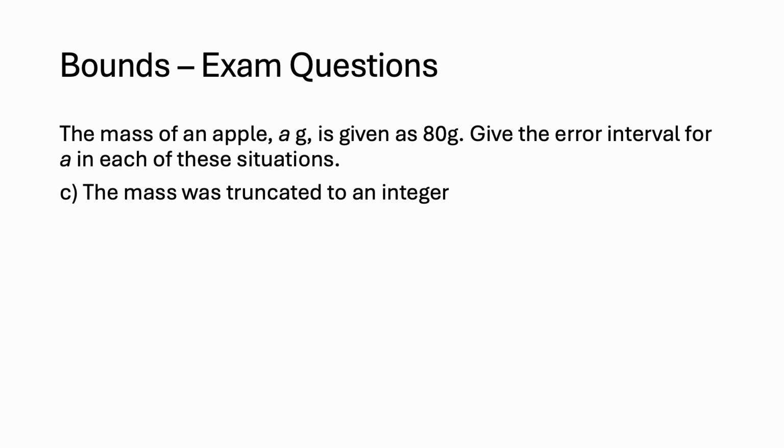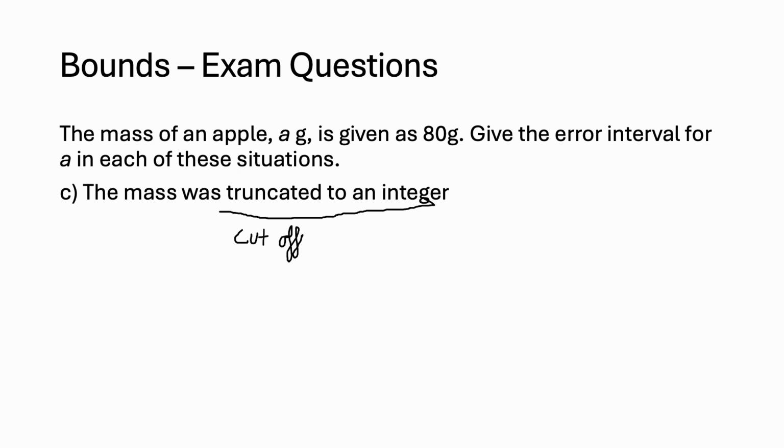Okay, part C. So the mass of an apple A is given as 80 grams, and now it's been truncated to an integer. Okay, so when we hear the word truncated, cut off.